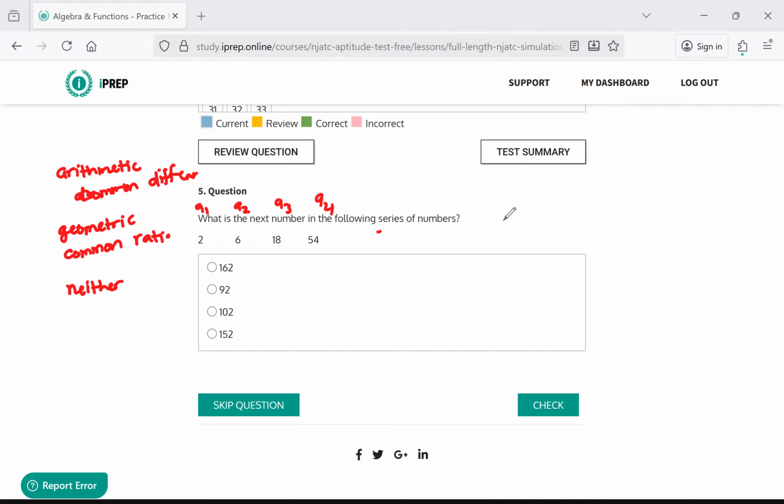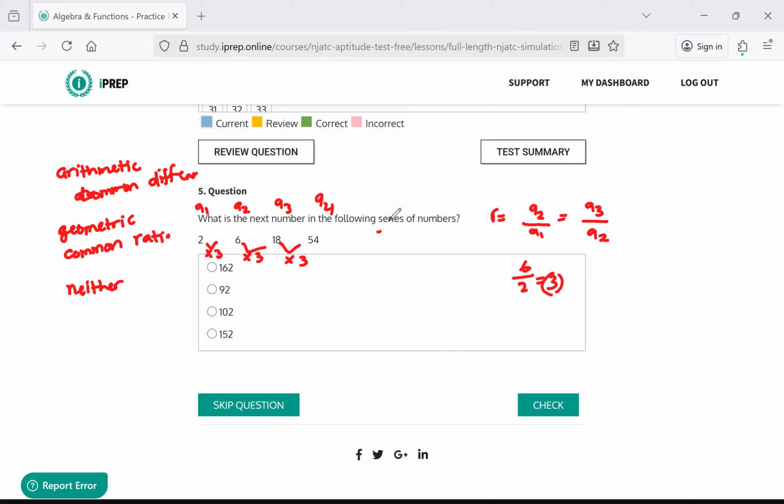What you could do to find the ratio is divide the second term by the first term, and then that should match the third term divided by the second term. So what is the second term divided by the first term? 6 divided by 2 is 3. Let's see if this works. From 2 to 6, you definitely had to multiply by 3. From 6 to 18, you multiply by 3. And 18 to 54, you multiply by 3, right? 18 times 3 is 54.